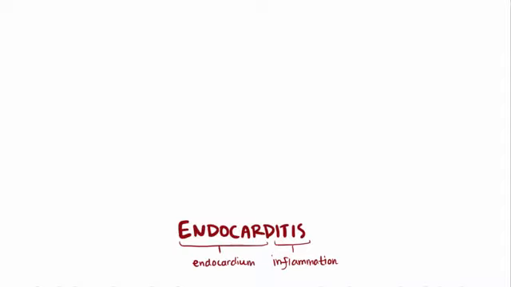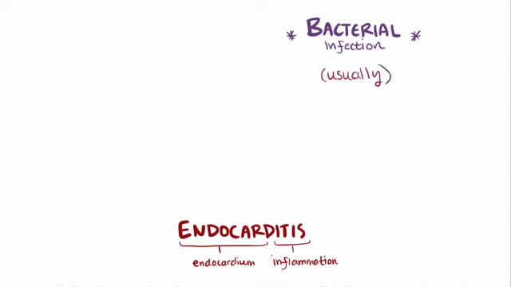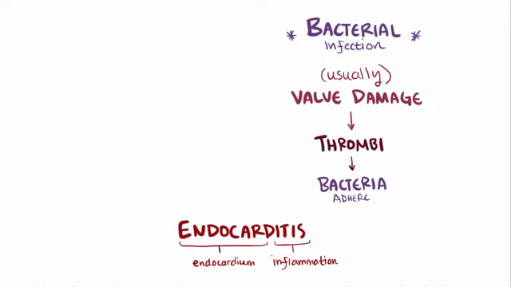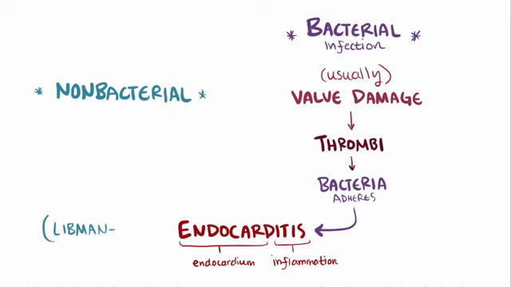Alright, so to recap, endocarditis, or inflammation of the endocardium, typically develops from bacterial infection. Usually, though, there's first some damage or injury to the heart valves, which leads to thrombi, which serves as a place for bacteria to adhere to and cause inflammation. Sometimes, though, it can be non-bacterial. One example being Libman-Sacks endocarditis, which is associated with lupus, an autoimmune disease.